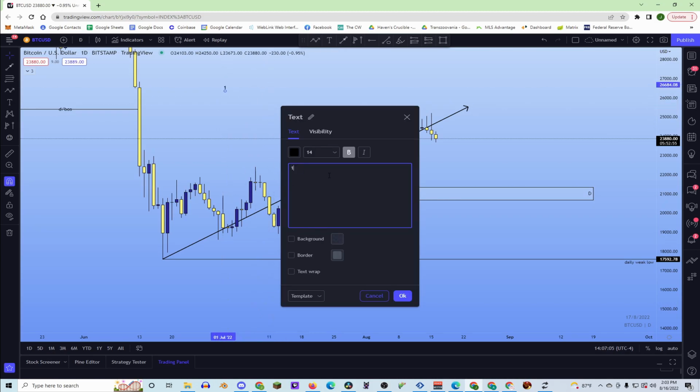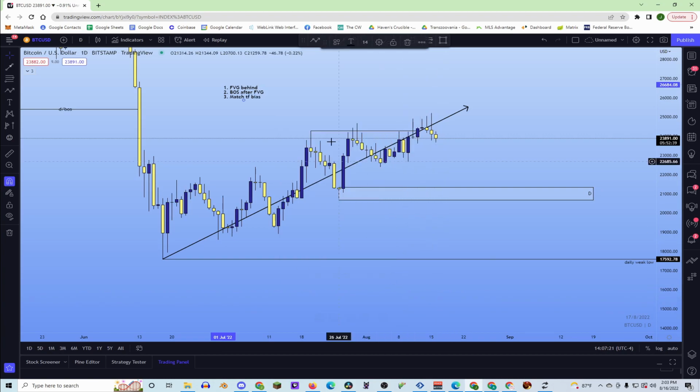So let's say 1, we want an FVG behind. 2, we want to see a break of structure after the FVG. 3, we want to match time frame bias. Okay, so right there is 3 forms of confluence that we're looking for to give us more confluence that this trade will work.